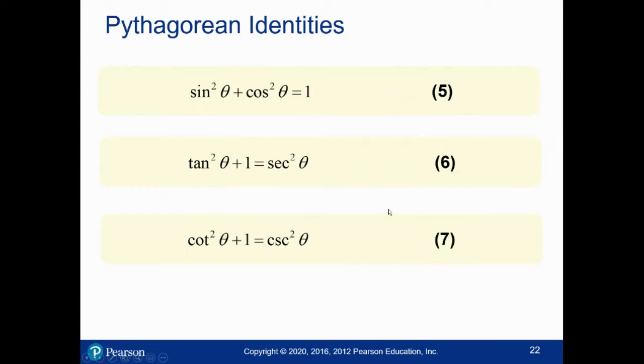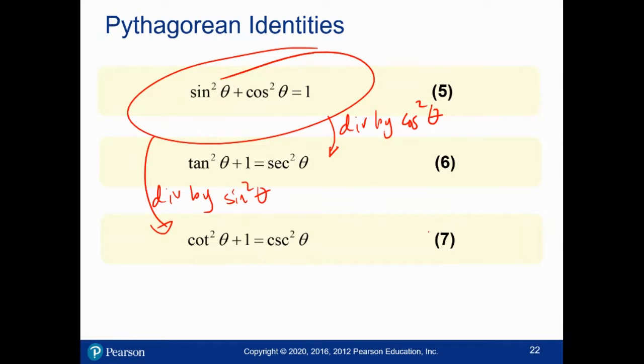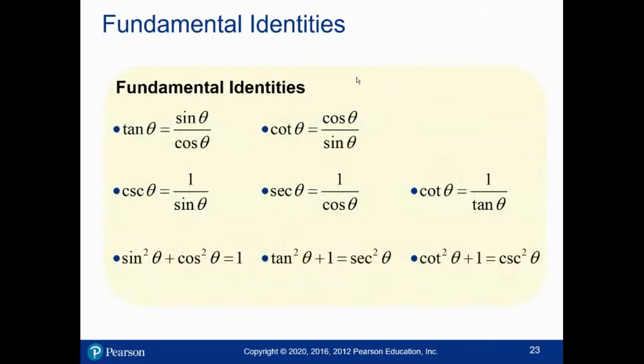So don't worry about trying to remember all 3 of these. Definitely remember this one. And then just make a mental note: I can divide by cos squared to get this, or I could divide by sine squared to get this. But really the only one I have to remember is the fundamental Pythagorean identity, and that's just x squared plus y squared equals 1.